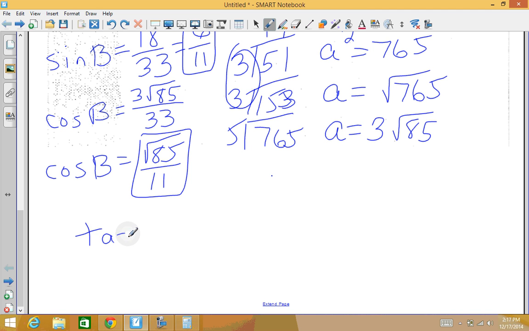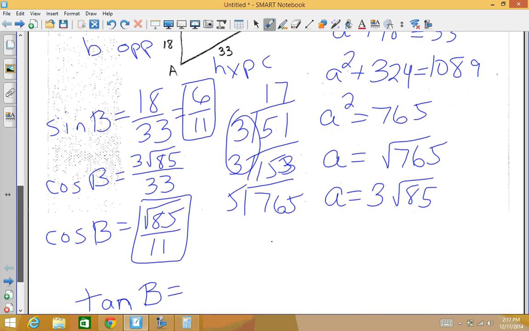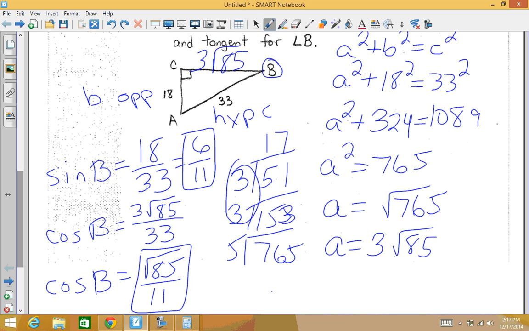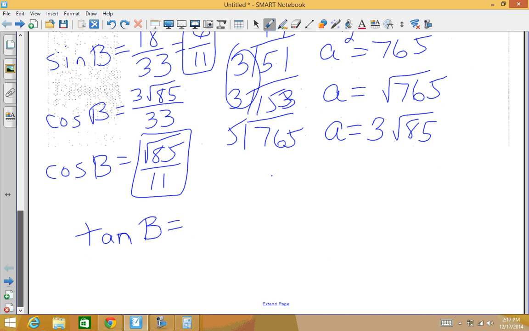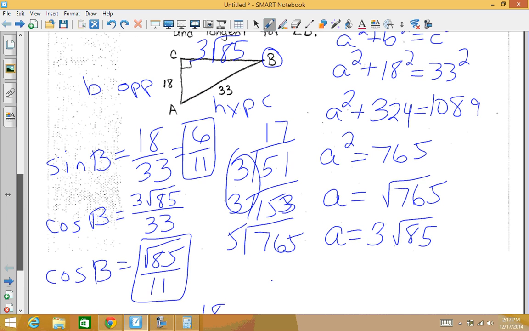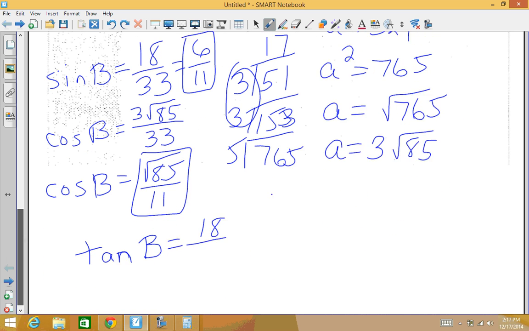The tangent of B, okay, tangent, let's go back up to the triangle, is opposite. Opposite of B would be 18 over the adjacent, which is 3 square roots of 85.